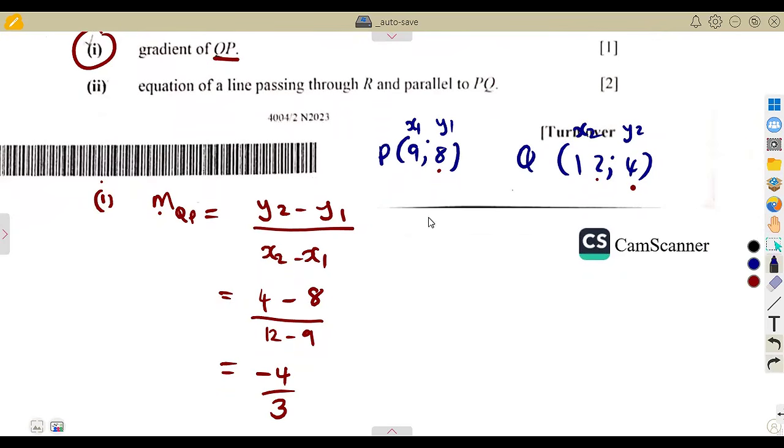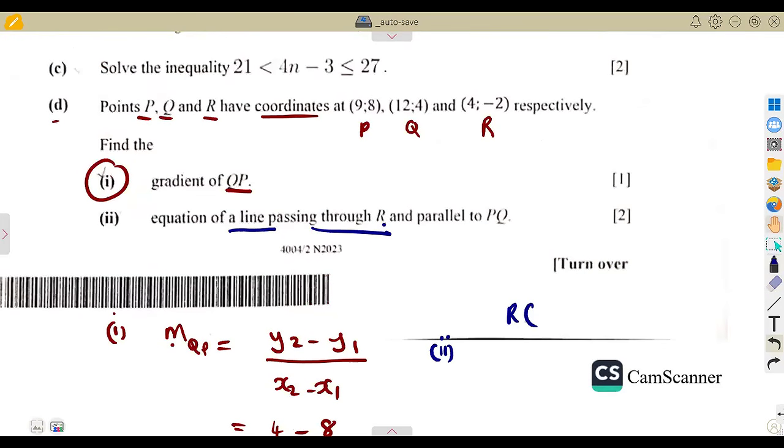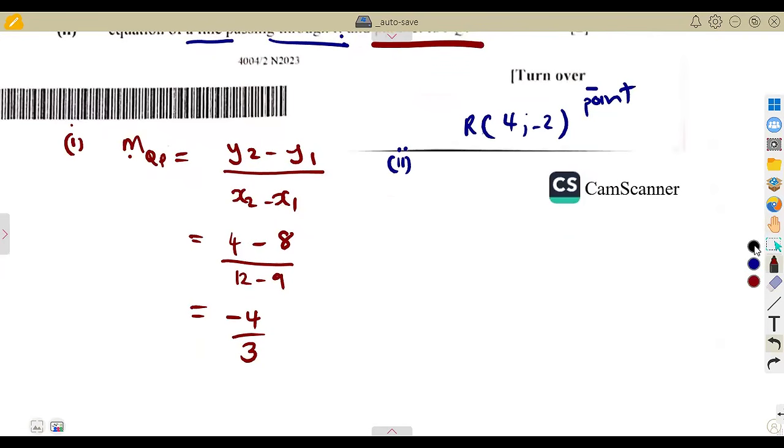Then item 2, the equation of the line passing through R. So the line is supposed to pass through R, which is given as 4, minus 2. We are given the point. And parallel to PQ, parallel to QP, what is it that we must consider if two lines are parallel? They have the same gradient. So it means the gradient of this line that we need to find its equation is also minus 4 over 3. They have got the same gradient.